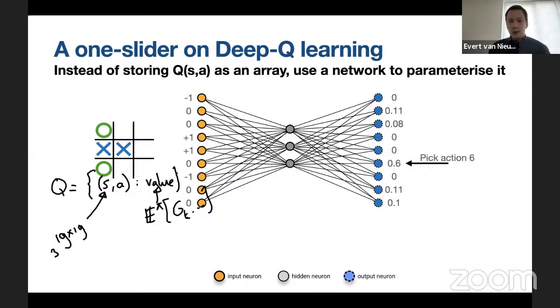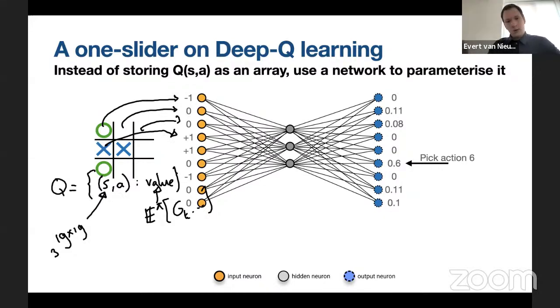So the idea here is very simple. Now I have a network that's going to represent my Q function. As input, I take the state, which I now have to translate into numbers, right? So let's say that the circle has a value of -1, and then this square has a value of 0 because it's empty. This one's empty. This one is a +1 because there's a cross, etc.